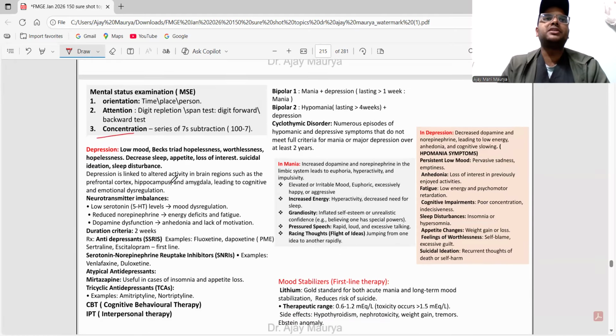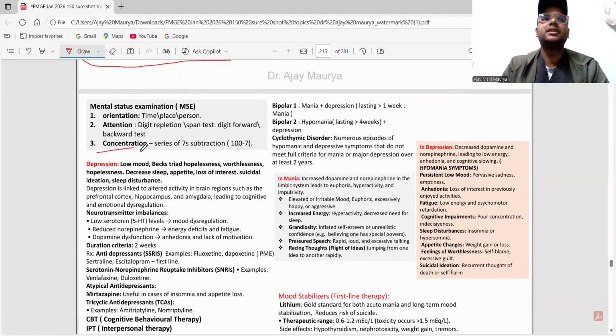Next one, depression. The most common is low mood. We have hopelessness, worthlessness, and helplessness. This is called Beck's triad. Decreased sleep, appetite, and loss of interest, and also there is a greater chance of suicidal ideas.